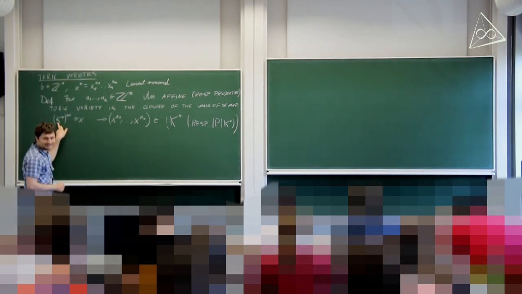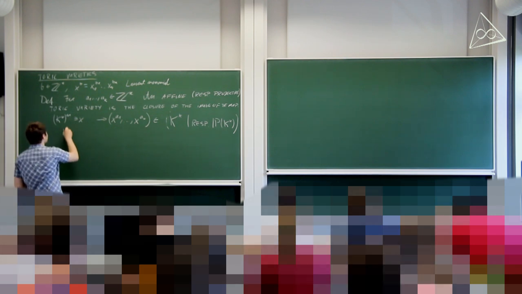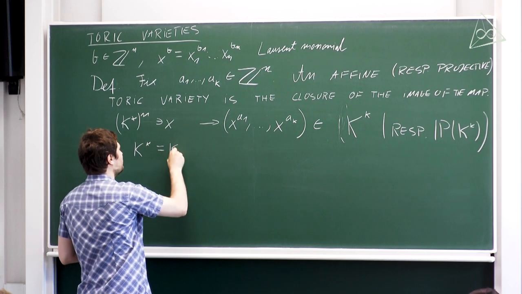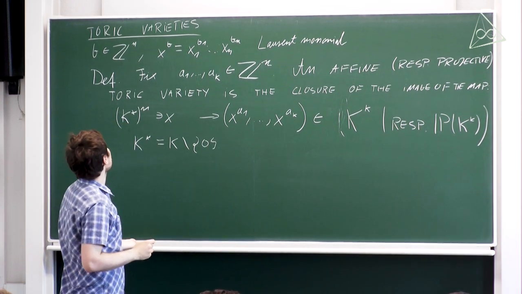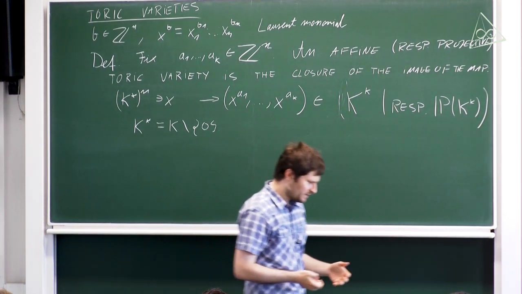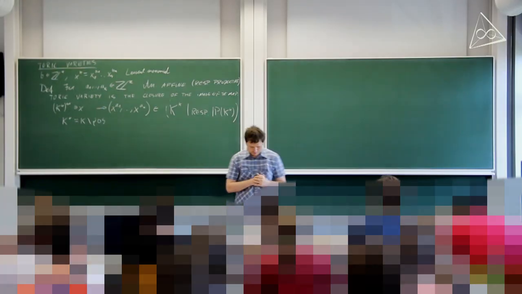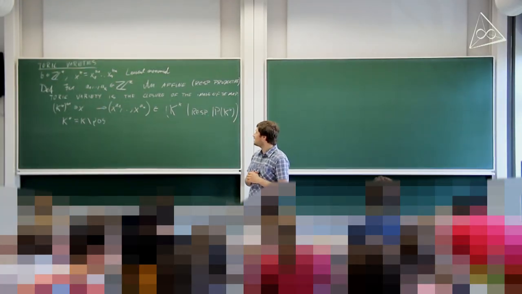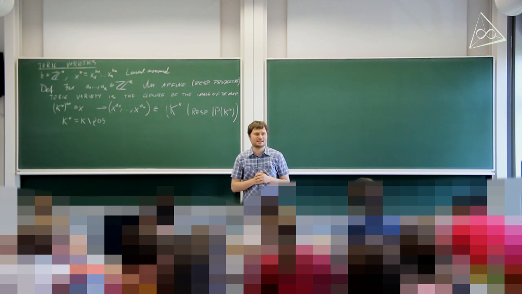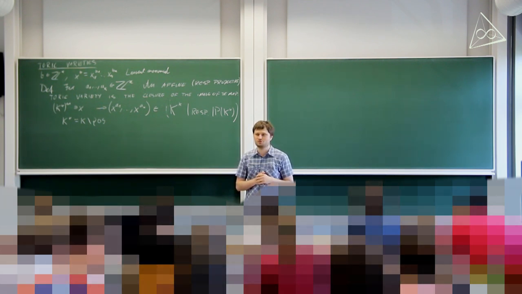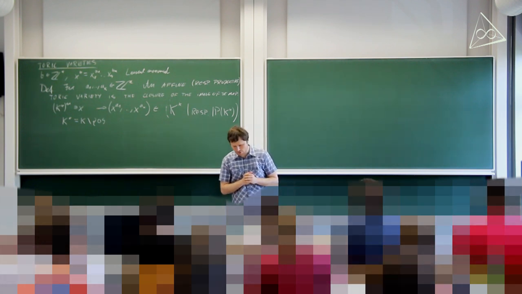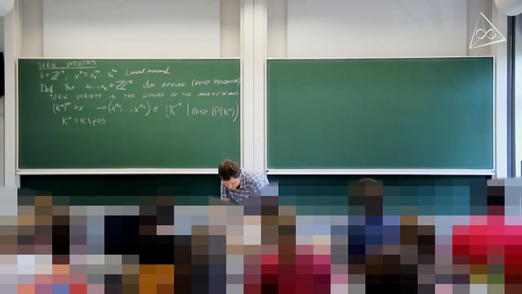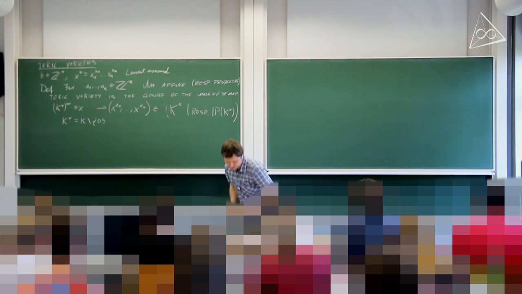Now, what's k* here? Well, as I said, k* is just k without zero. Okay. So the definition is really easy. That's an advantage of this definition, but the disadvantage is that we completely don't understand the name, toric varieties, or why this should be interesting, where they appear, and so on. So we will slowly go towards trying to find an answer to this question.